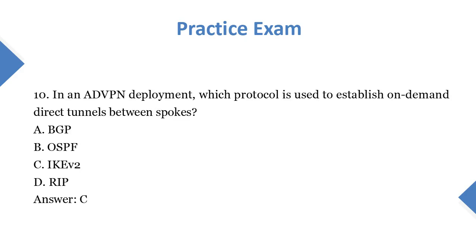10. In an ADVPN deployment, which protocol is used to establish on-demand direct tunnels between spokes? A. BGP. B. OSPF. C. IKEv2. D. RIP. Answer: C.